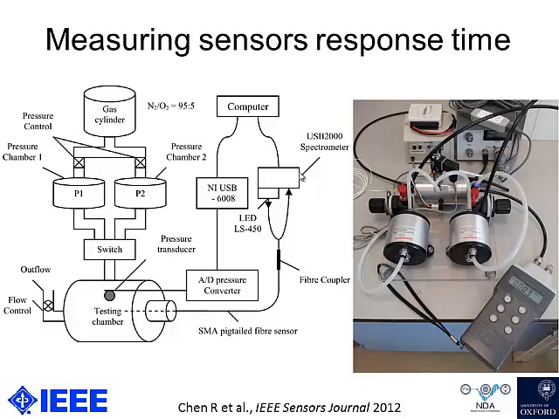The sensor sits in the testing chamber, and it appears in the photo over there on the right, where we've got the two pressure chambers at the bottom, the testing chamber in the middle, and you can see the white wire, which is the oxygen sensor that goes into the testing chamber. And this system was used to generate pressure step changes that we could monitor.